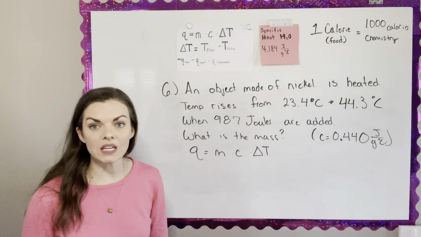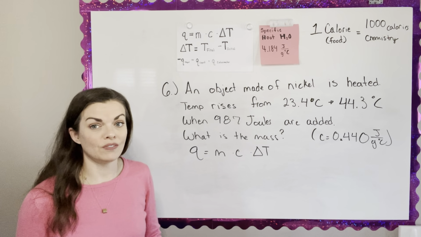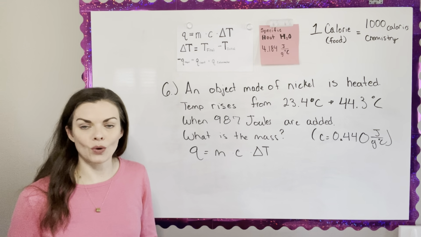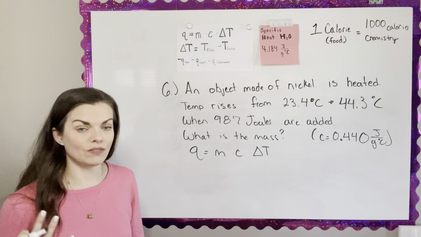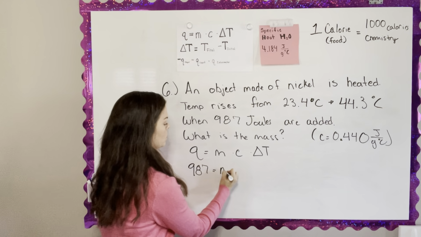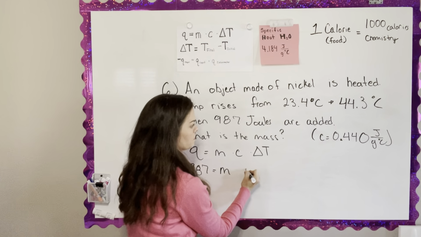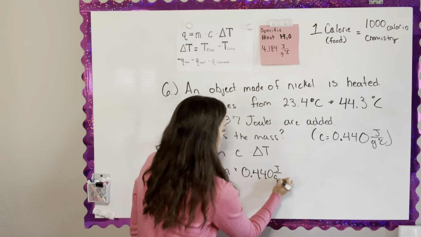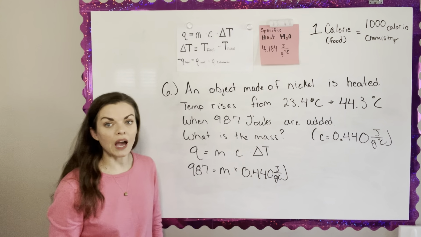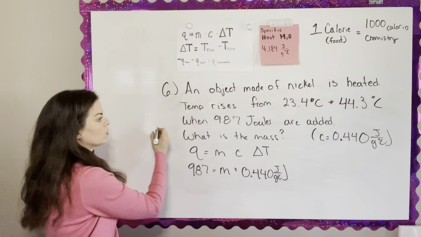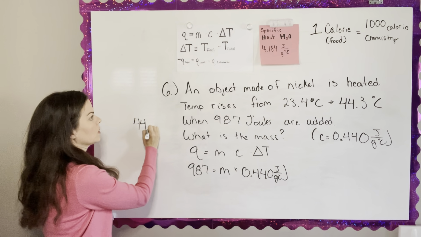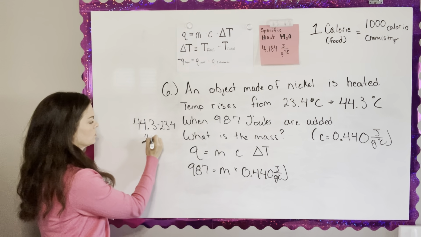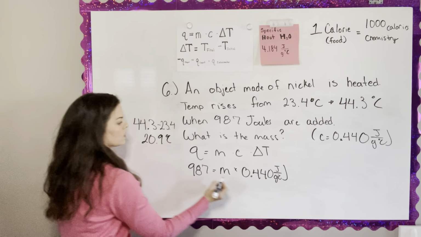So if Q is the heat, they actually even give it to you in joules this time. And you are raising the temperature, so the heat is going to be positive. So it's just 987 is Q. The mass, I don't know. I'm looking for it. C is given to me. And delta T, I can actually calculate. So the final is 44.3, and the initial is 23.4. So you would just do the subtraction: 20.9 degrees Celsius.